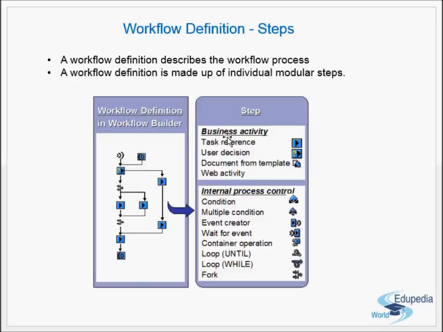So what are the steps we have? We have the task reference, the user decision, the document from template, web activity. So we have many tasks. A user can approve it, he can reject it, so it depends on the user decision also. Then for the internal process, you have conditions like the condition, multiple condition, event creator, wait for event, container operation, loop, until, while, and fork. So you have all of these.